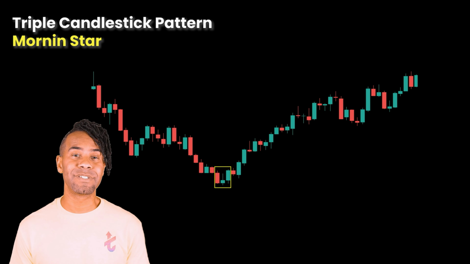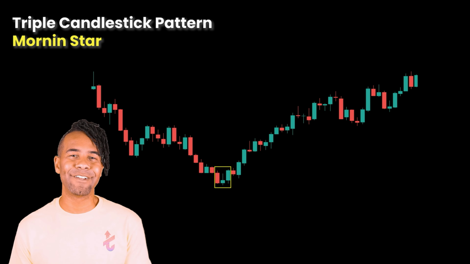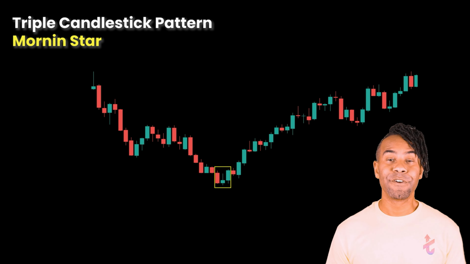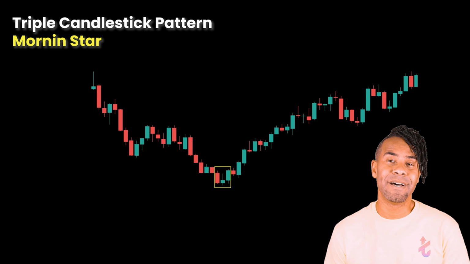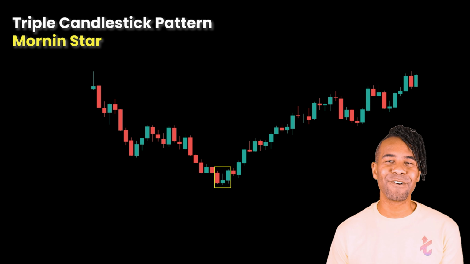It consists of 3 candlesticks and is considered a strong indicator of a potential trend reversal because buyers are in control. The first candle is a long bearish candle indicating strong selling pressure and a continuation of the existing downtrend. The second candle is a small body candle that represents indecision in the market. It can be bullish or bearish and reflects uncertainty among traders. The third candle is our first true sign of bullish sentiment. It's a bullish candle that closes at least halfway up the body of the first candle. This shows that buyers are in fact gaining control.